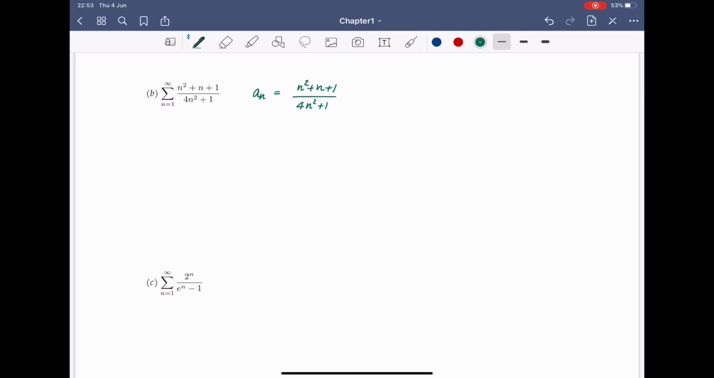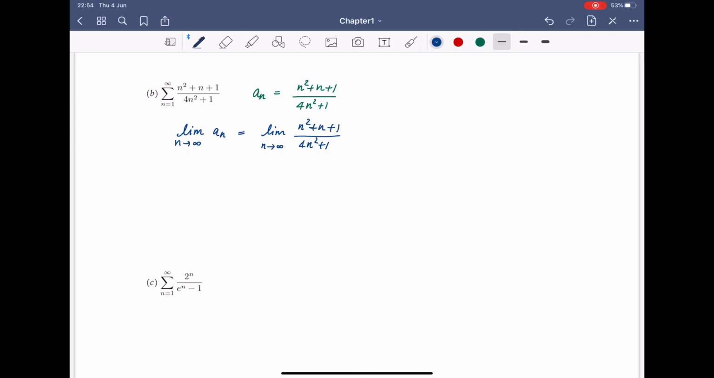It also doesn't look like we can integrate this term easily, so the integral test would be hard to use. Well, maybe we start from something simple like the divergence test. So let's compute the limit of this. It is the limit of (n squared plus n plus 1) over (4n squared plus 1), where n goes to infinity.